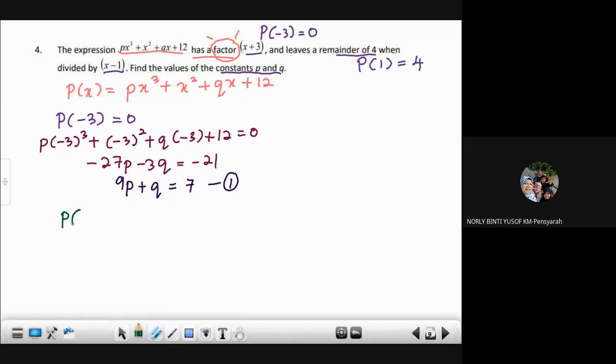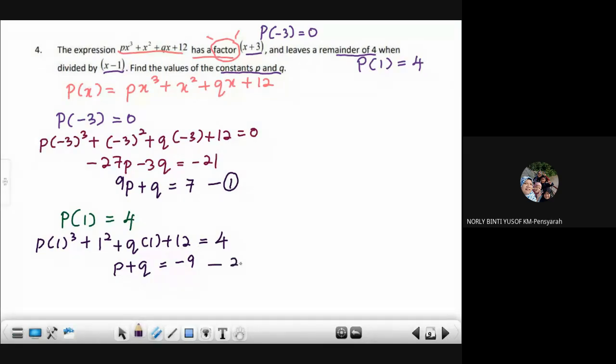Okay, and then P(1) with remainder 4, substitute into the equation. P(1) power of 3 plus 1 squared plus Q(1) plus 12 equals 0. So you obtain P plus Q equals negative 9. Sorry, not 0, the remainder is 4. Follow this one, this is 4. So 12 plus 1 is 13, 4 minus 13 is negative 9. So this is the second equation.